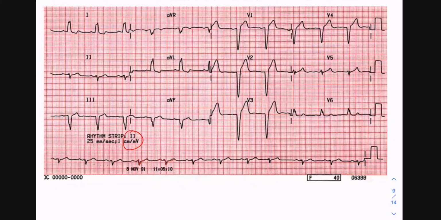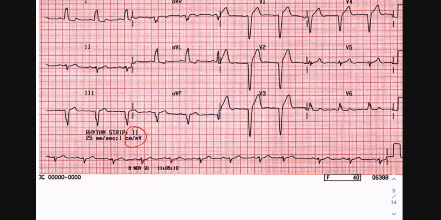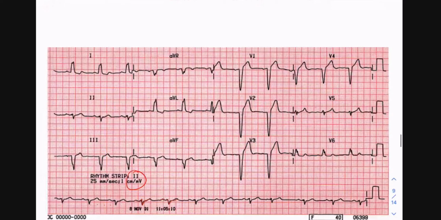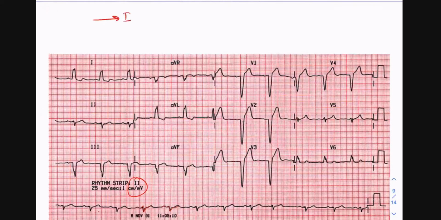So the next thing I'm going to do, once I have looked at my rhythm strip and the intervals look good and the rate and the rhythm look good, is go look at my axes. And when I check my axes, my lead 1 is positive, which is great, but my aVF is actually negative here. So I'm going to be looking at the negative end of my aVF, which is minus 90 degrees. And this tells me that I have a left axis deviation this time.